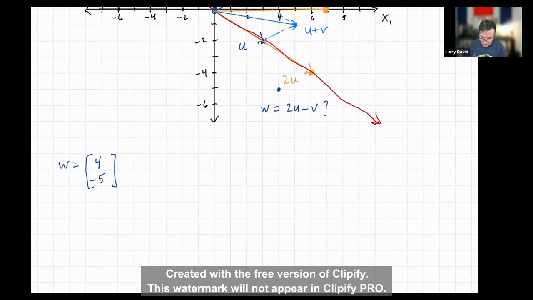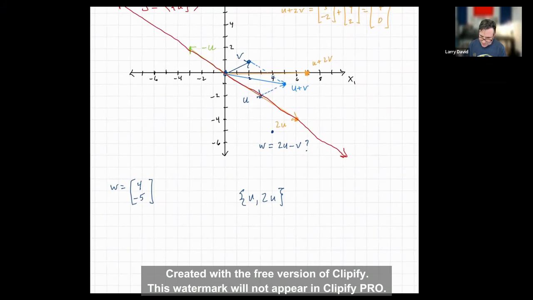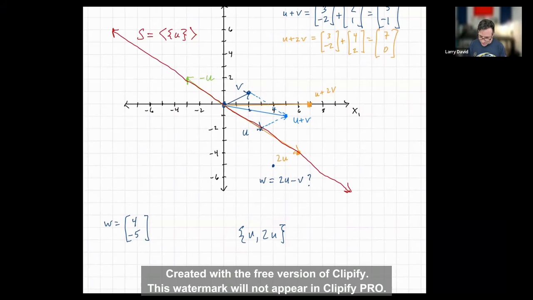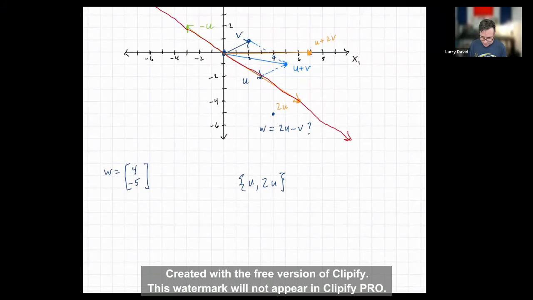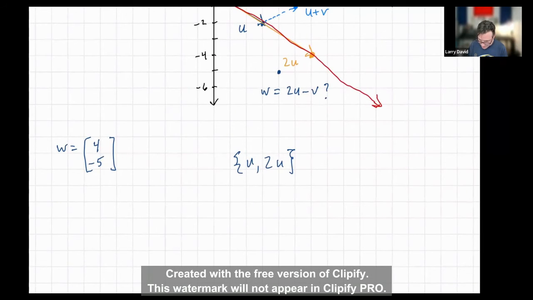The set containing u and 2u, you could write it like this, we'll say, u, 2u, that is linearly dependent. We can see that, if I just say, 2 times u plus negative 1 times 2u, obviously that's 0. And this is not the trivial relation. I multiplied by 2 and negative 1.